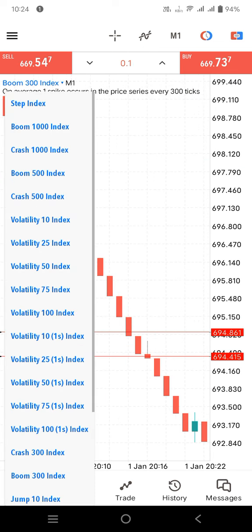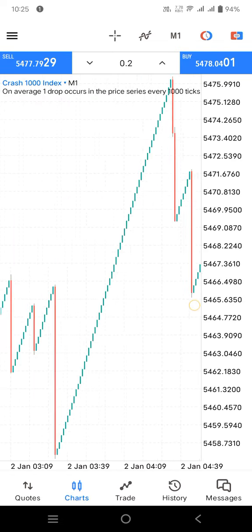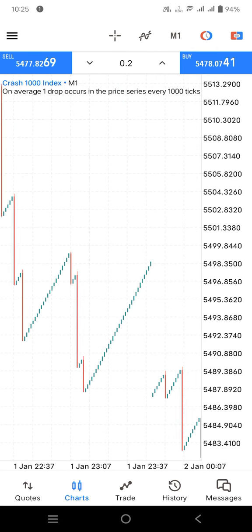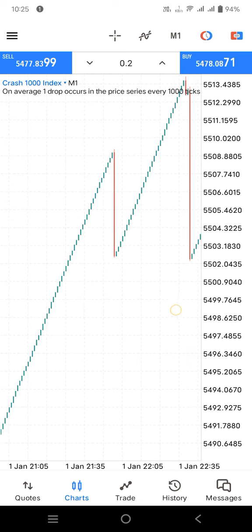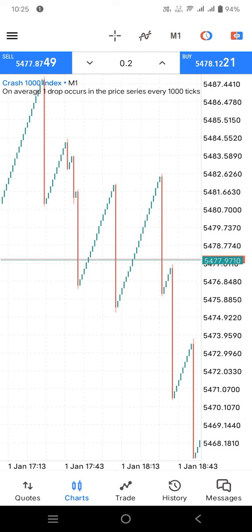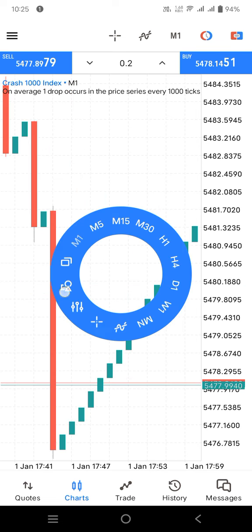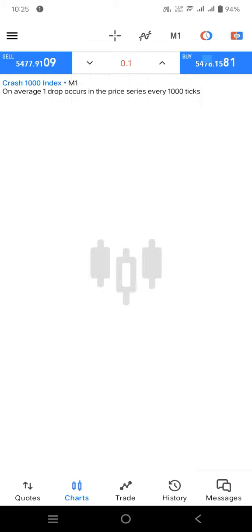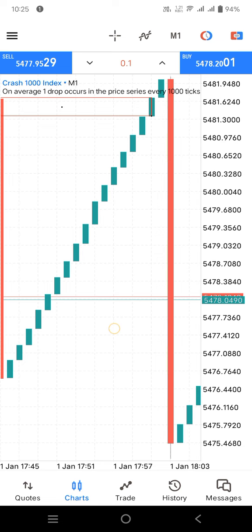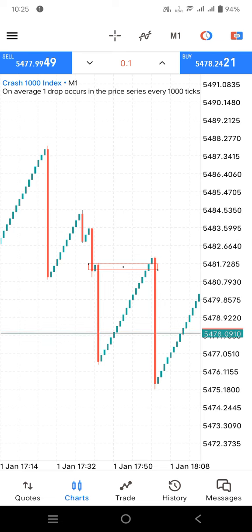Let me show you on the crash index. This is crash index, which is 1000. Okay, you have to stay on minute 5 or minute 1, and the index. Each time you find 3 candles, look here, you find 3 candles, you enter the trade, and you made the profit.